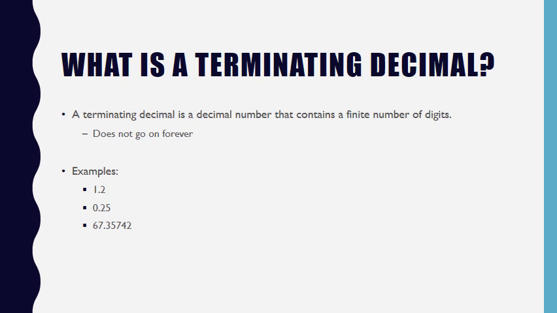Before we get started, let's define what a terminating decimal is. A terminating decimal is a decimal number that contains a finite number of digits. That just means it doesn't go on forever. So, our examples that I have here are 1.2, done. 0.25, ended. 67.35742, the end.